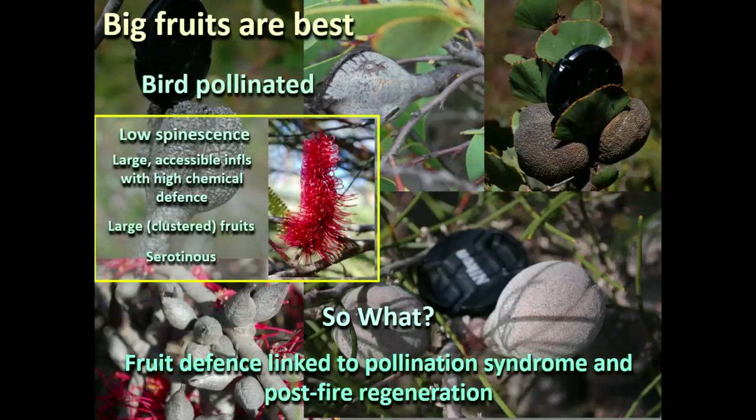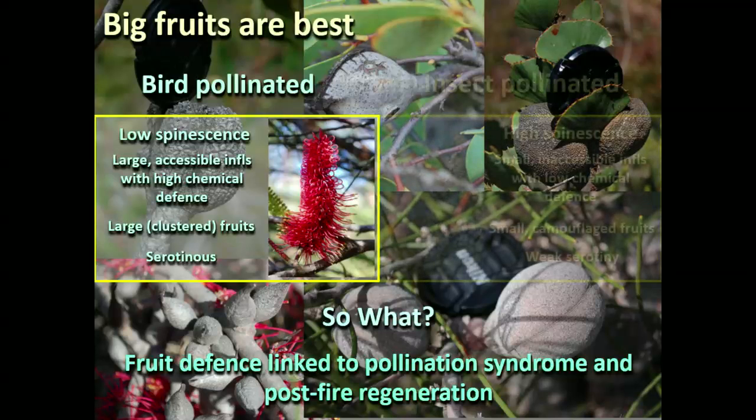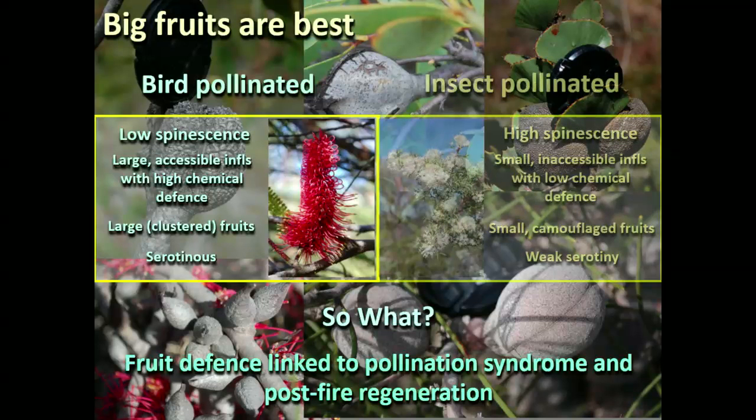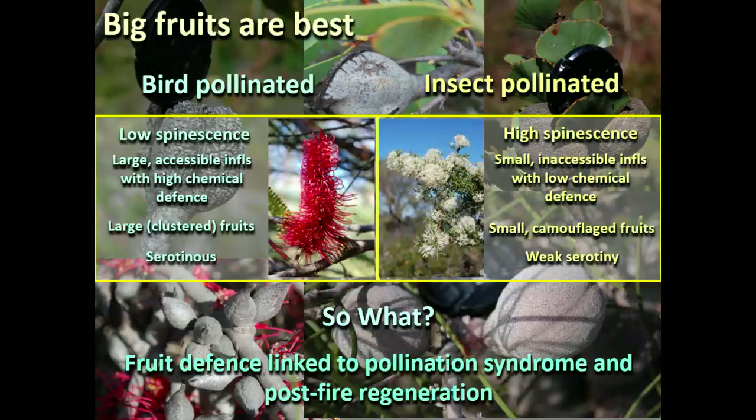So I guess the take-home message from all of that is not only is pollination syndrome interacting and co-evolving with floral defense and the amount of spinescence on the plant, it's also the case that subsequently fruit defense is interacting with pollination syndrome and your ability to withstand fire and produce seeds that go through to the next generation.